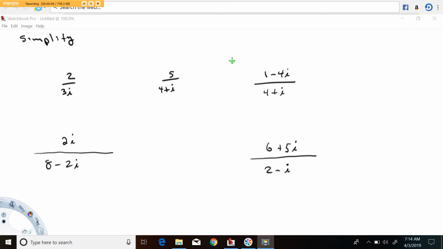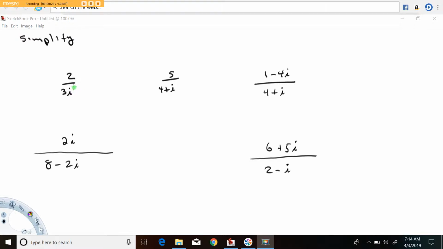I'm making this video here to demonstrate examples of dividing with complex numbers. So we're going to look at these 5 examples starting with this one. So this 2 divided by 3i. These are done with a process similar to rationalizing the denominators of fractions. You know, when you had radicals and square roots at the bottom.